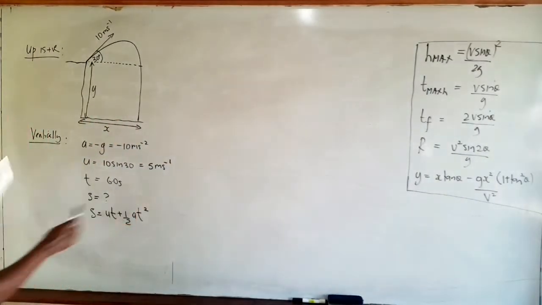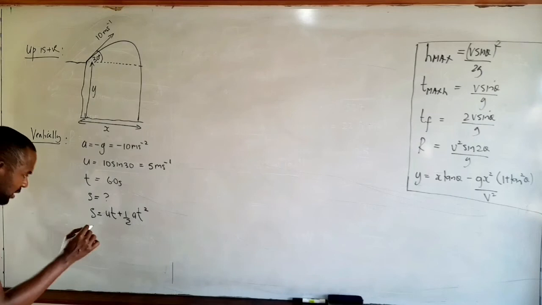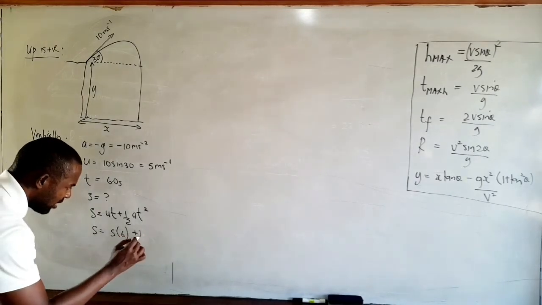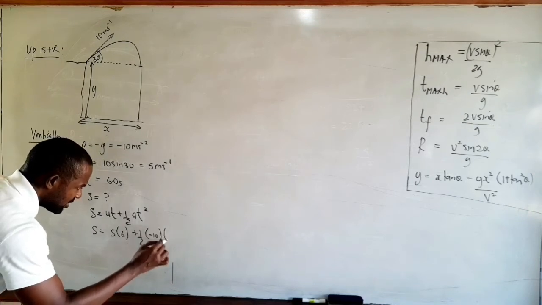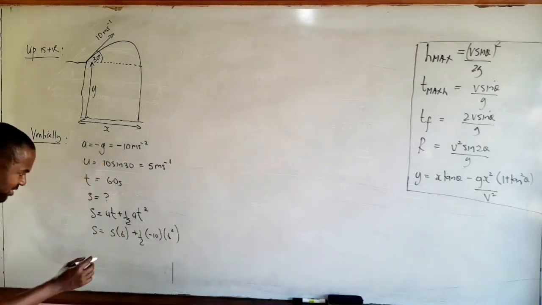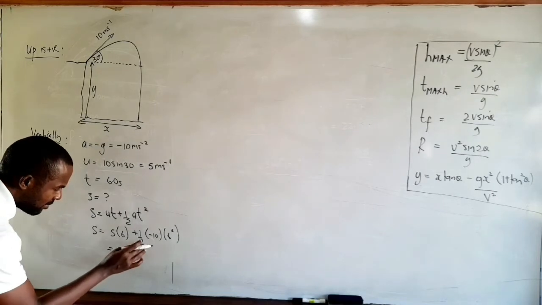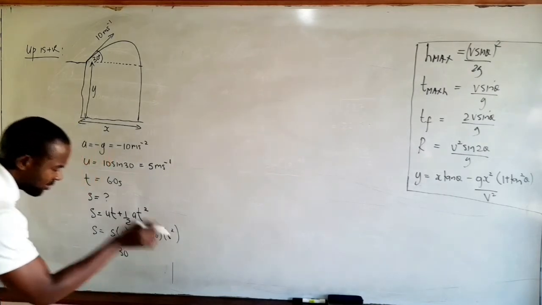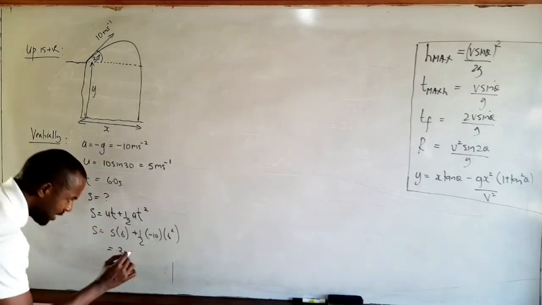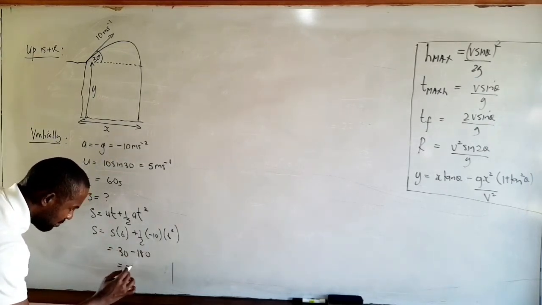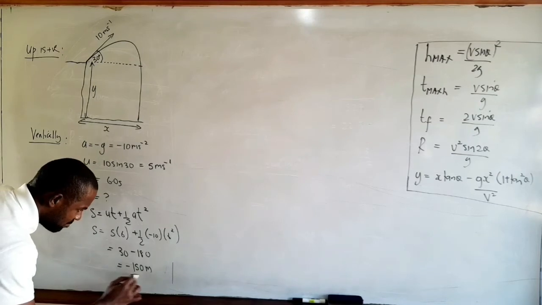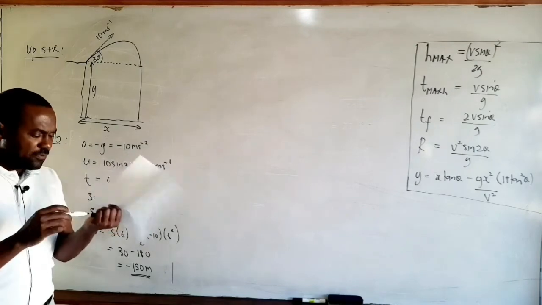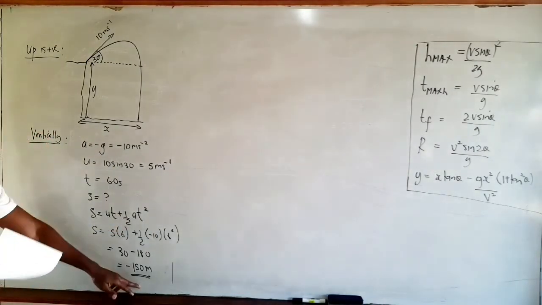So we say s equals ut plus a half at squared. So we have s is equal to 5 times 6 plus a half of minus 10 times 6 squared. 5 times 6, that is 30. Half of minus 10, that is minus 5. 6 squared, that is 36. Minus 5 times 36, that is minus 180. And so we get minus 150 meters for the net displacement after 6 seconds. So the net vertical displacement is minus 150 meters.